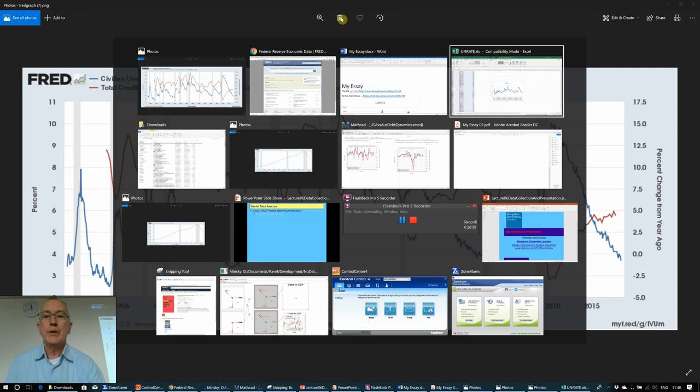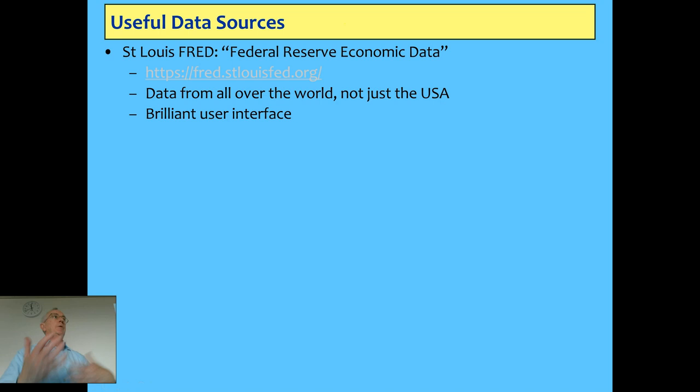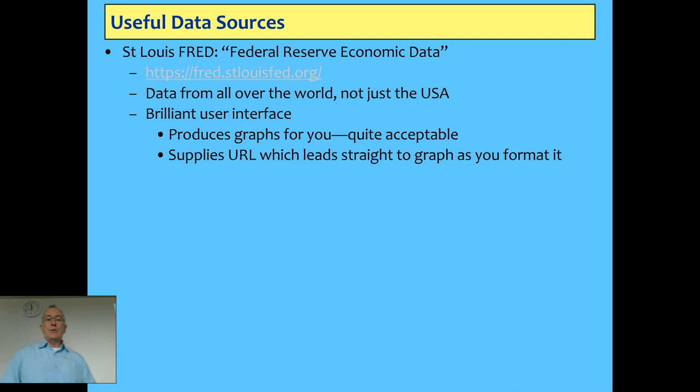So let's go back over here and keep on rolling. That's the St. Louis FRED, and it's got data from all over the world, not just the United States. I could pull up UK's data there quite easily. And the graphs are good, and it gives you the data straight there. Another great source, and this is mainly for financial information, is the Bank for International Settlements. And that's its URL, so let's go and check it out.